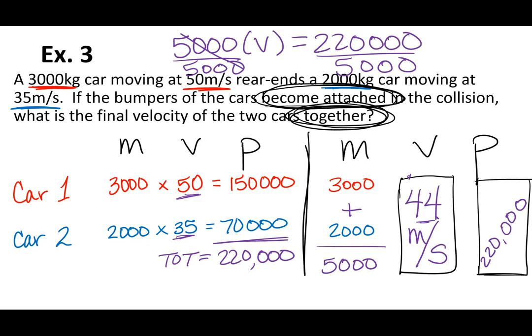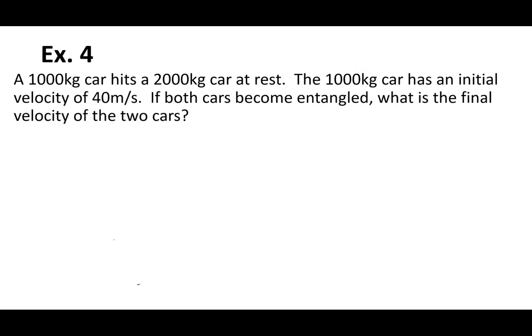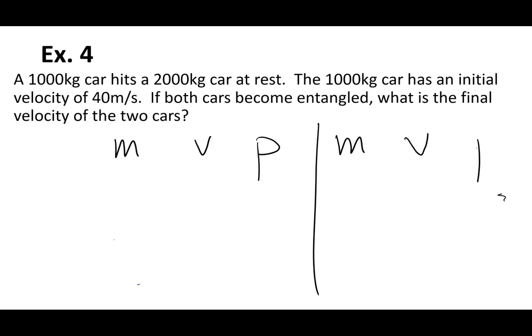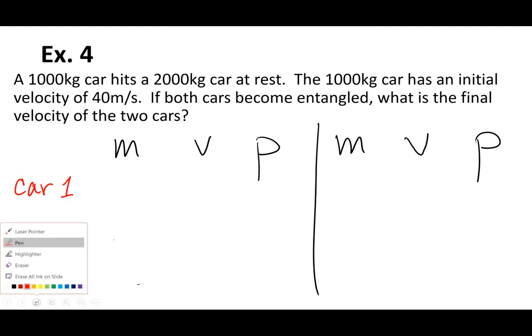All right, let's try another example. Make sure that we're good. Let's see. Start with MVP, MV, and P. Okay. 2 cars again. So we got car 1, and we have car 2. Let's see what's going on.